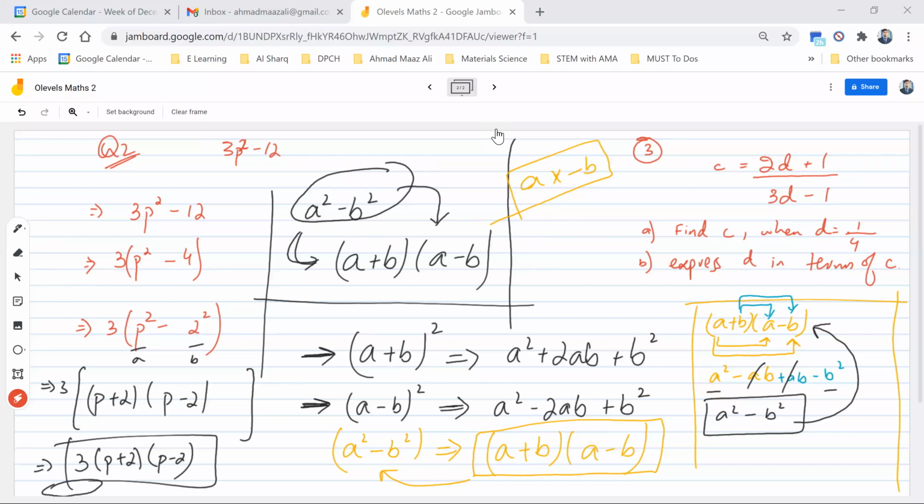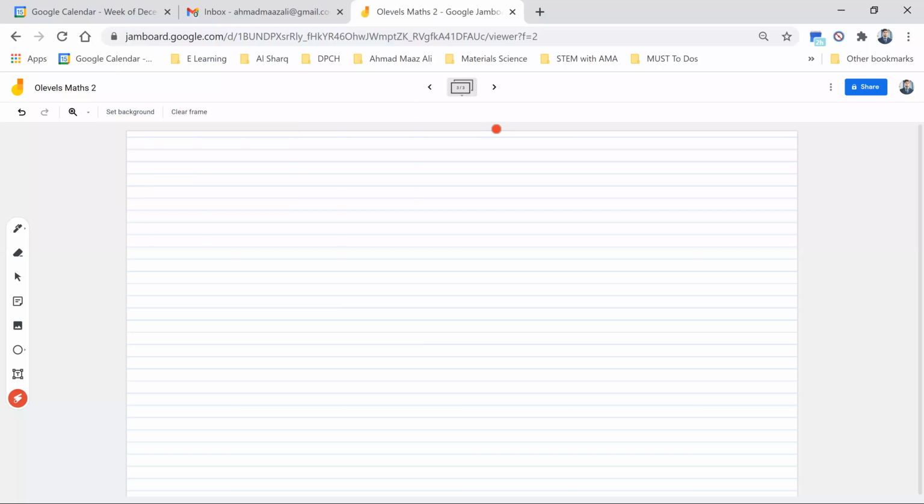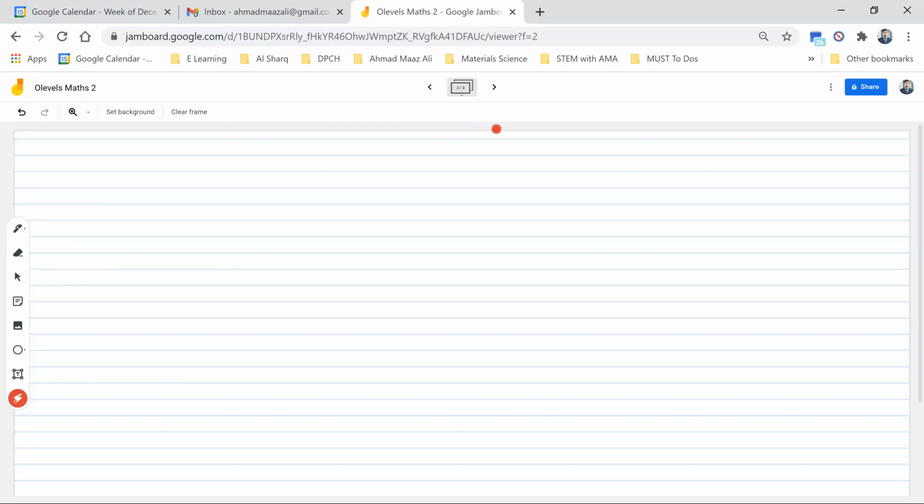Those of you who are done, please do this next question. Sir, I have done some of part B. I'm stuck, so can I send it on WhatsApp? Yes, you can send it, Hafsa. I'll tell you the solution, don't worry. Those of you who are done, please move on to this question number 4.